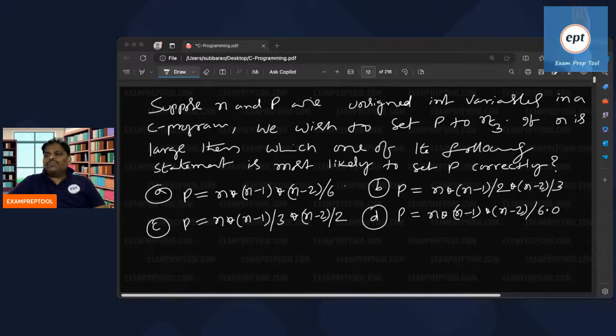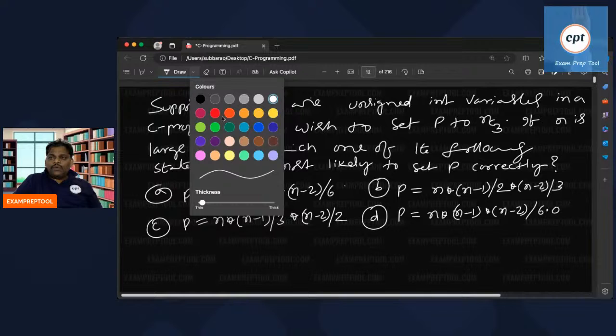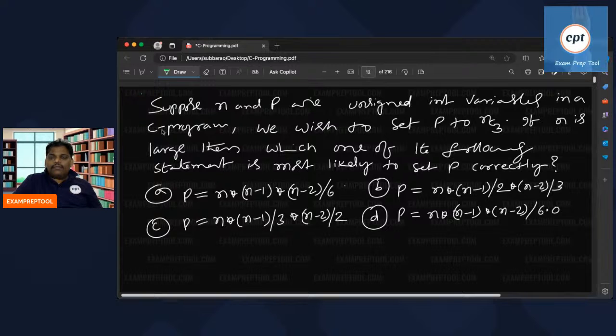What you want to say is, in a C program, you want to assign to p the value nC3. Inside p, you want to store nC3. What is the correct way to do it? Can anyone check? It is one of the nice problems.